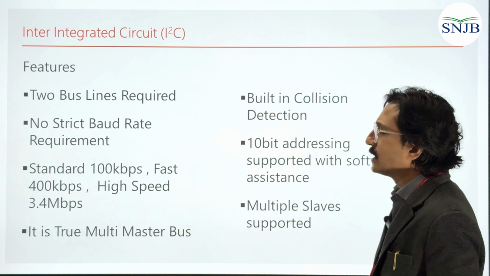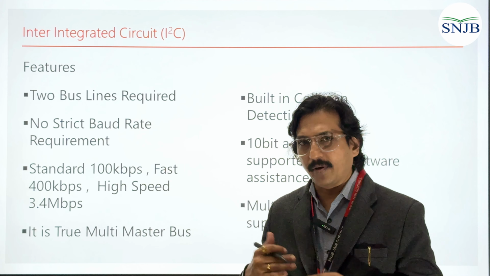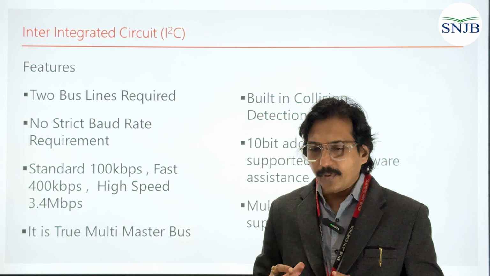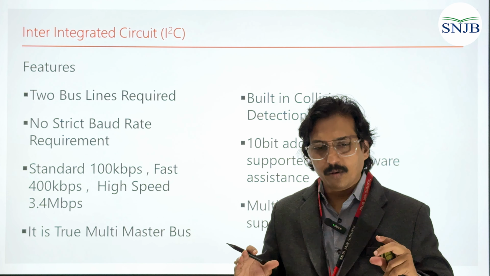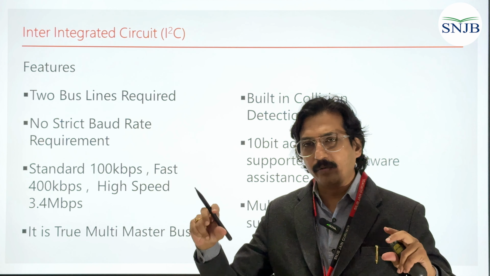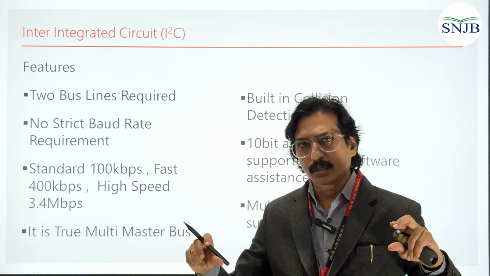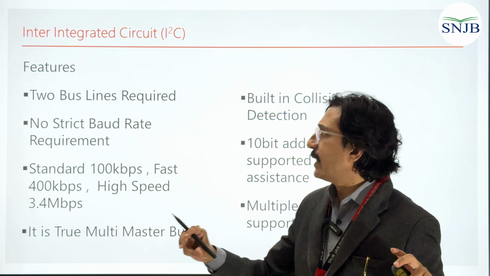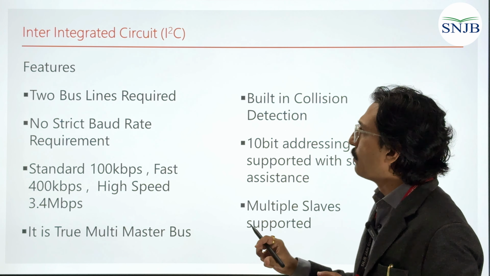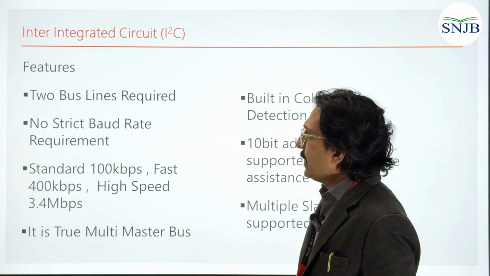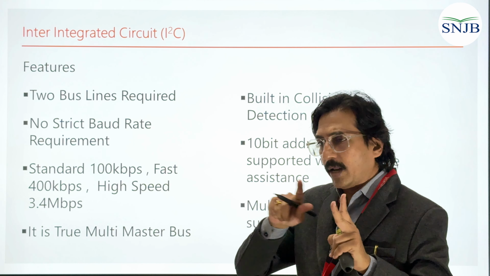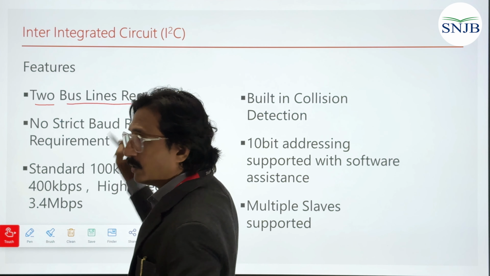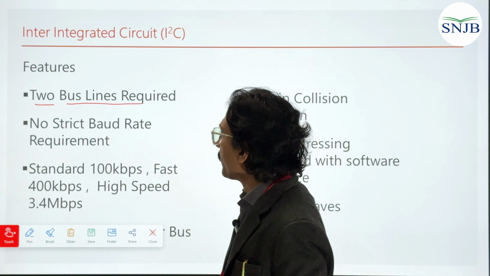As far as I2C is concerned, this bus has been designed and developed by the Philips company. Philips developed this bus to make connections in between the peripherals and their controllers. This bus plays a vital role in between them. So I2C is Philips company's bus. It has only two lines, that's why it is a two-wire bus. Two lines means two wires, two cables are there.